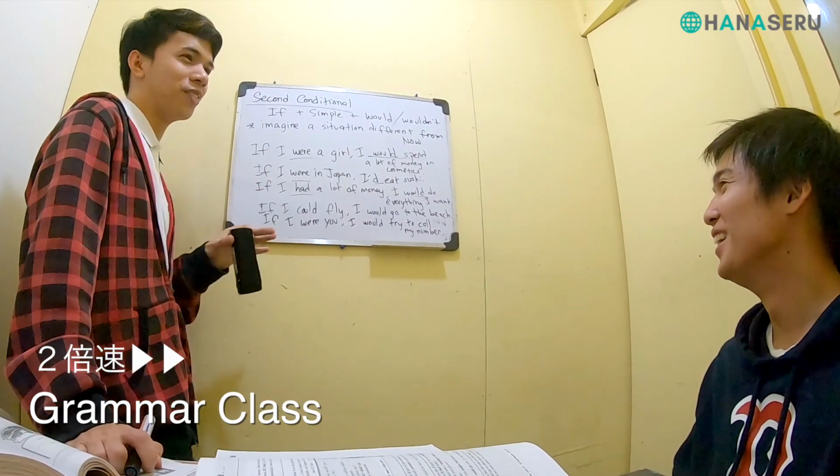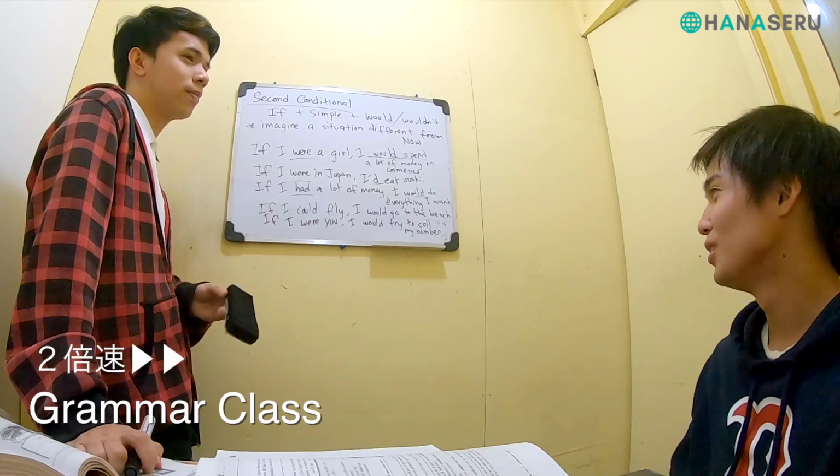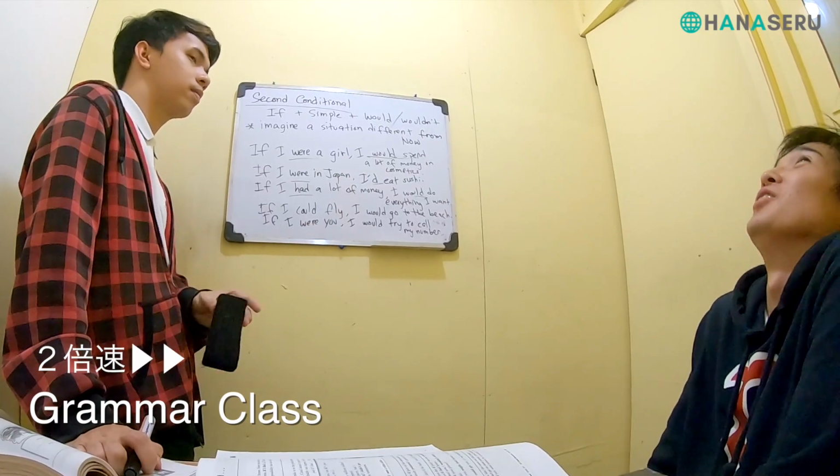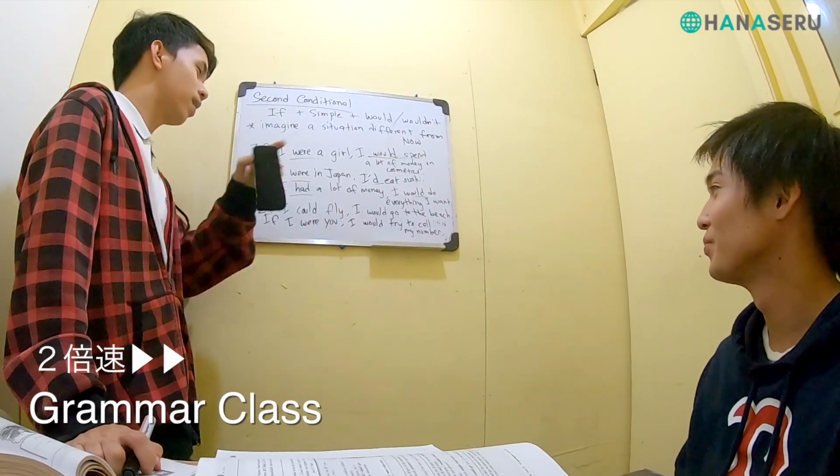Okay, what would you do if you had a girlfriend now? If I had a girlfriend now, I would go. No, I would buy a flower for her. Okay, I see. Okay, give me a sentence using if I were you.